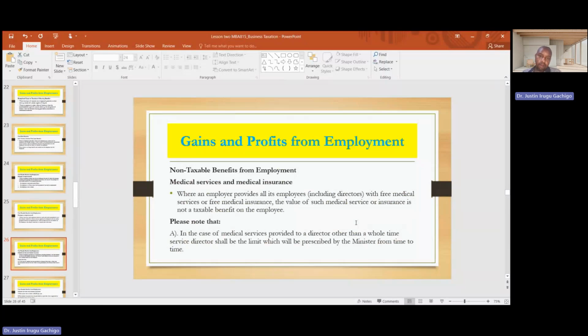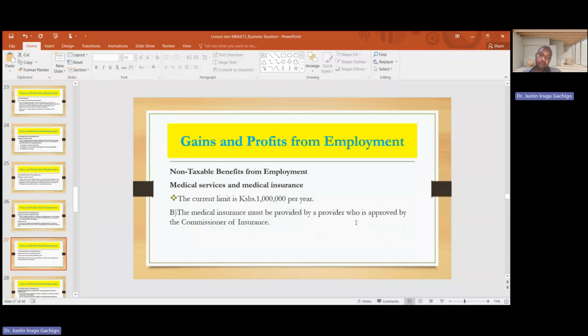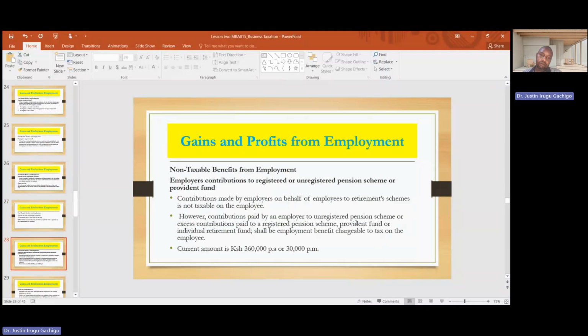So we have non-taxable benefits, for example, medical services and medical insurance. These are not taxable, but again, these medical services or medical insurance should not be discriminatory. It should be offered to all employees, including the directors, and the limit is currently 1 million per year, and the medical insurance must be provided by a provider who is approved by the Commissioner of Insurance.